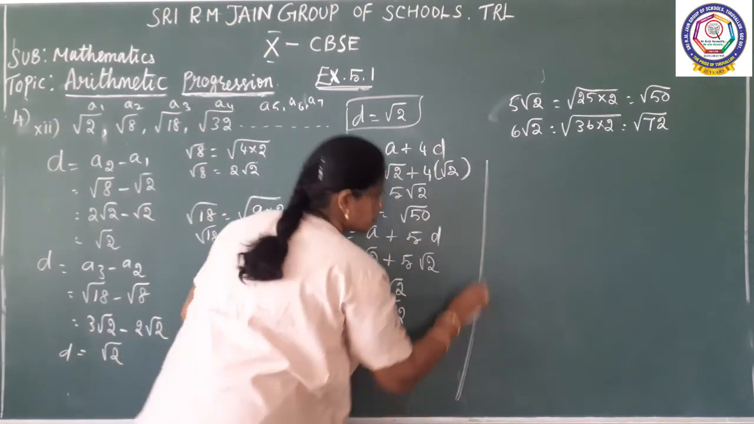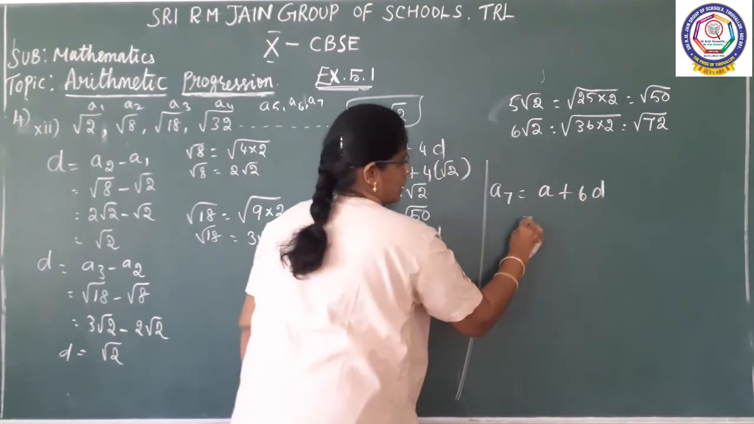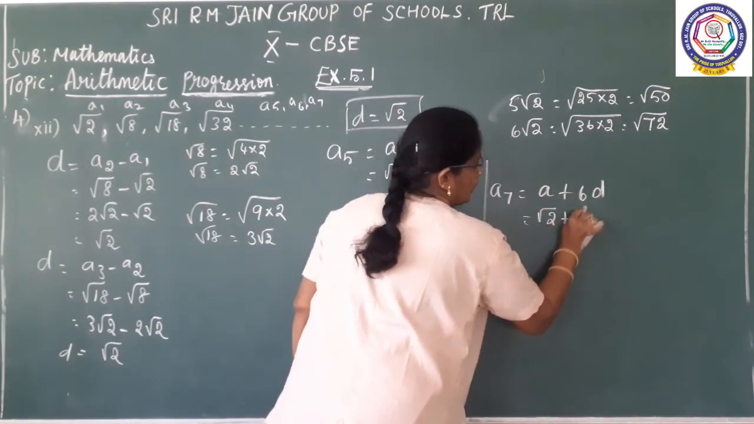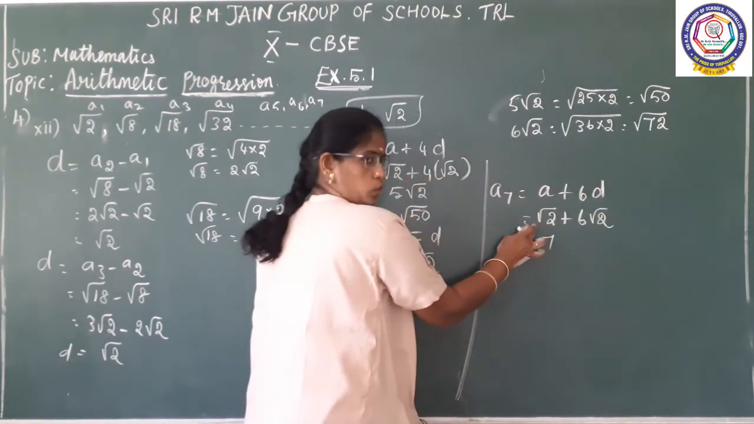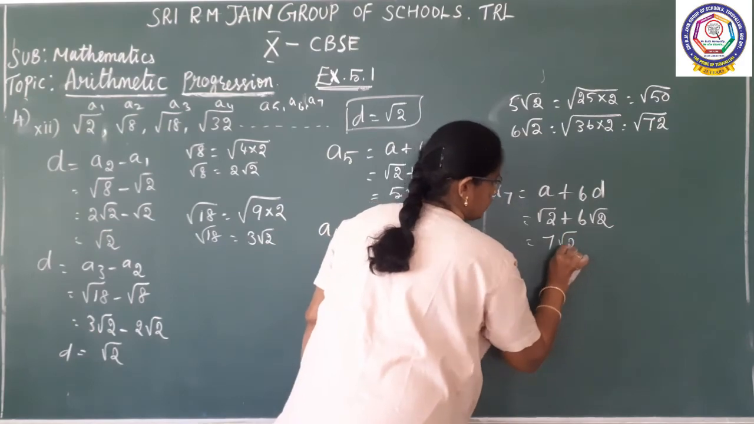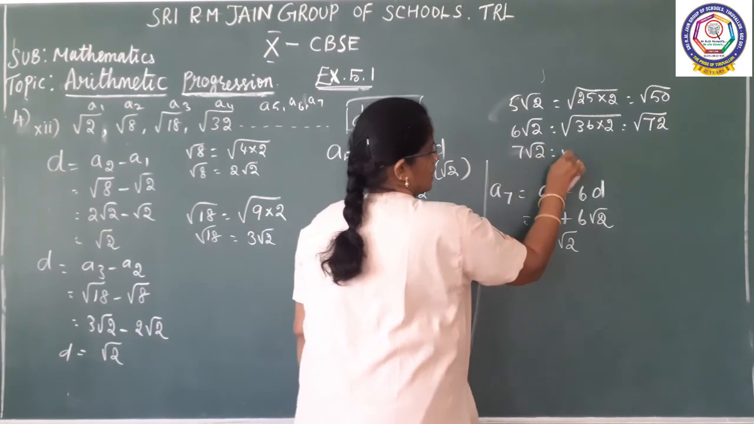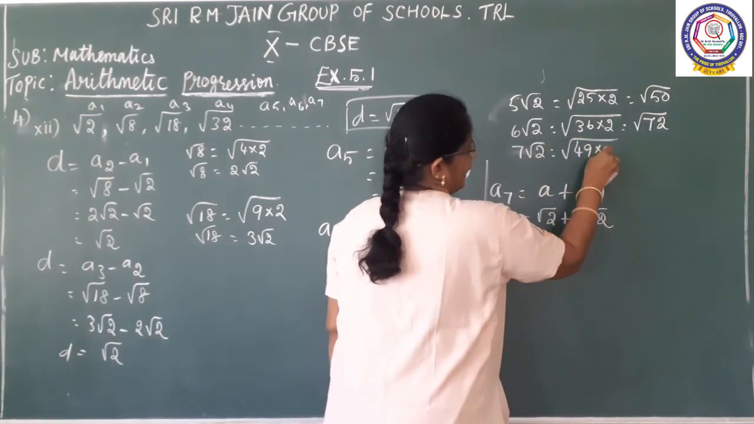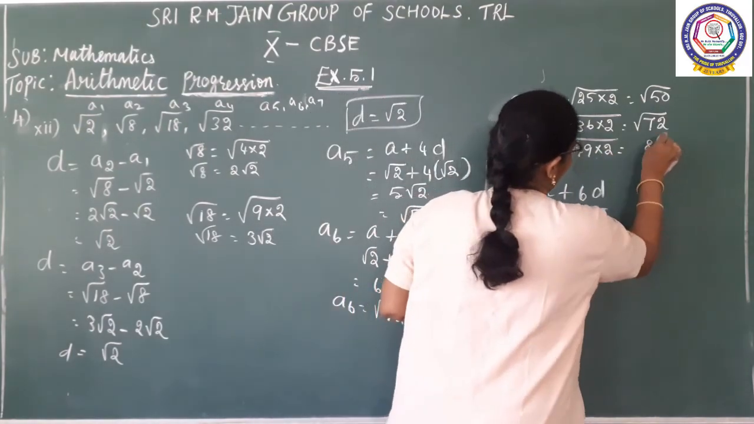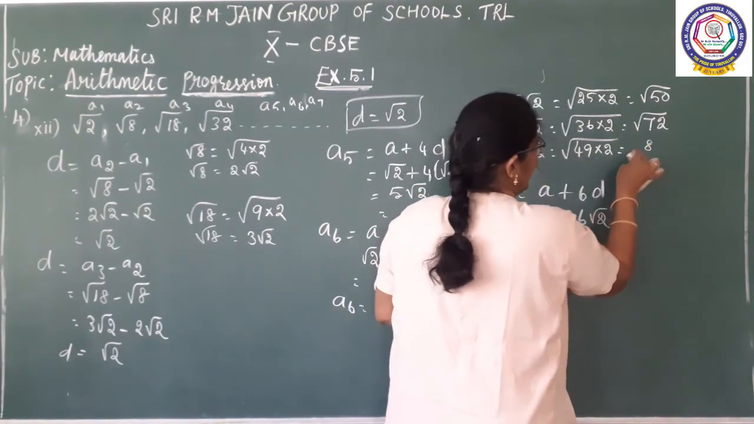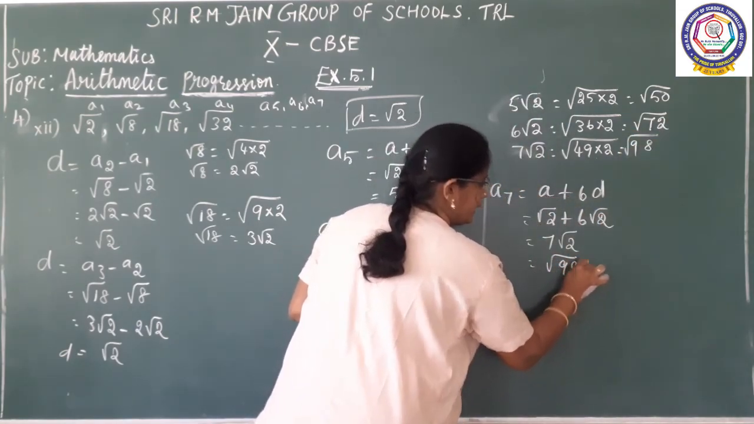Next one, A7. A7 can be written as A plus 6D. A is square root of 2 plus 6 into D, which is square root of 2, equal to root 2 plus 6 root 2, 7 root 2. So 7 root 2 can be written as square root of 49 into 2. If you multiply this, 49 times 2: 9 twos are 18, remaining 1, 4 twos are 8, 8 plus 1 is 9. Therefore, square root of 98.